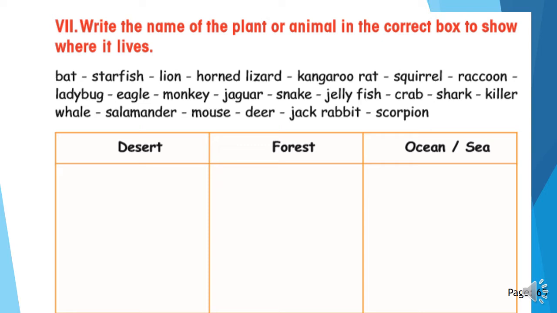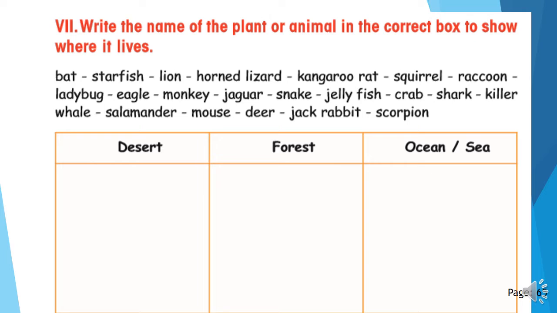I have to write the name of the plant or animal in the correct box to show where it lives. As we see, we have many examples. And down we have three columns. The first one is about the desert, then the forest, and the last one, ocean or the sea. We are talking about the marine ecosystem here. So I have the three ecosystems: desert ecosystem, forest ecosystem, and the last one, marine ecosystem. I have to classify the animals or the plants if I have according to the place where these can live.